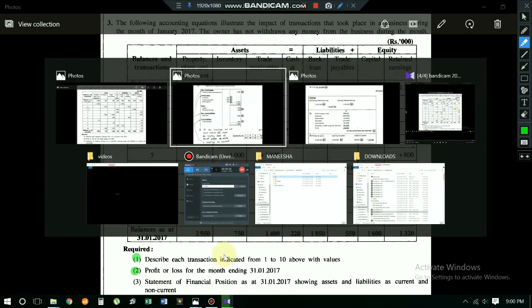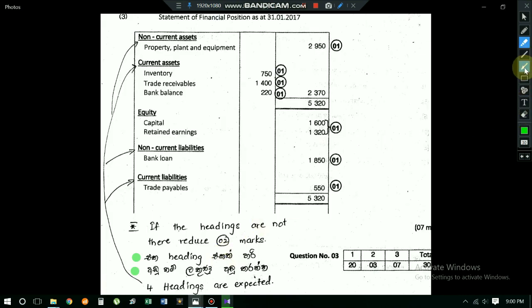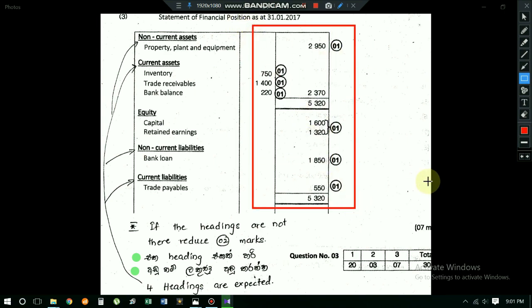So you can find SOFP here: NCA, CA, equity, NCL and CL. It's very simple. Why? All terms and relevant values are given by the examiner. What you have to do is just copy values and the terms in a standard format. See, just by copying those values, you get marks. But there's a key point to remember. Here, if the headings are not there, reduce 2 marks.